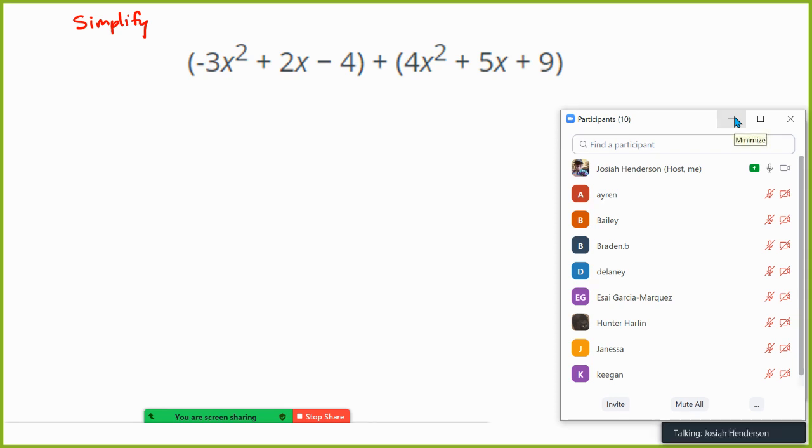Now remember, everybody, we're adding two polynomials. So we're adding like terms. So we can only add or subtract together terms that have matching variables. So like the x numbers could add together. The x squared numbers could add together. And then the non-x numbers, the constants, the ones that don't have variables, could add together.